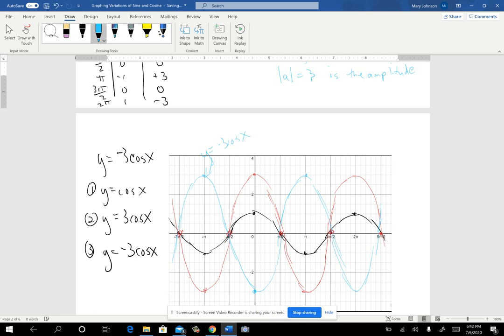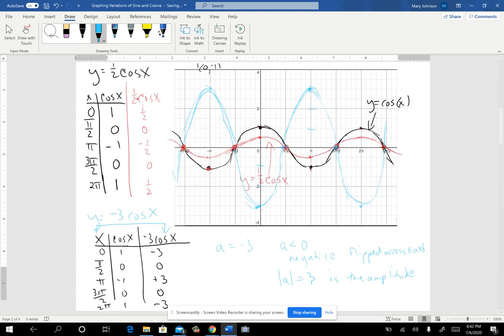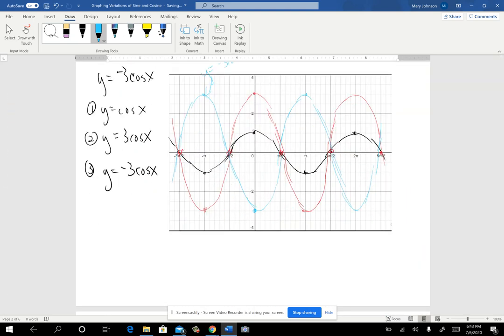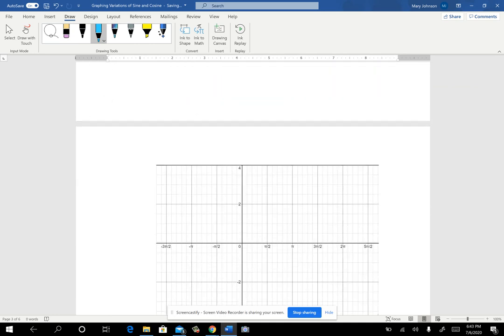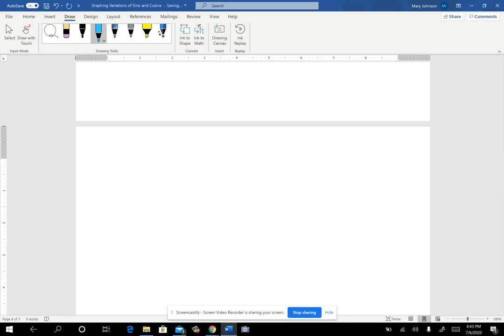All right, so that looks at what A does, and it has a similar effect if it were sine instead of cosine. It would be the same idea, okay? All right, now let me get some space in here because I want to talk a little bit about what the D does. Okay, so let's look at that. So remember the general form.